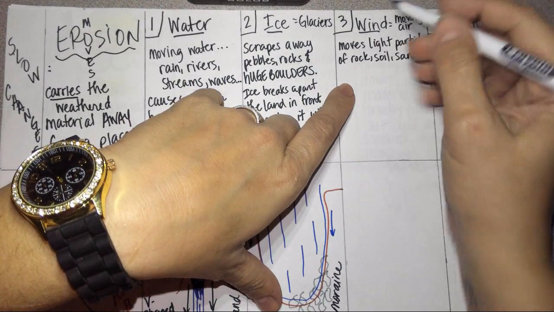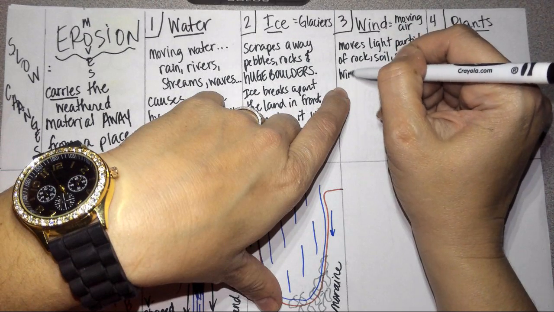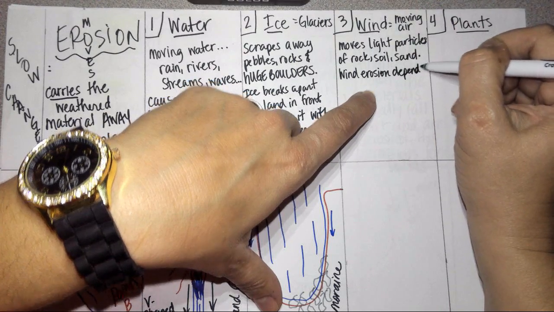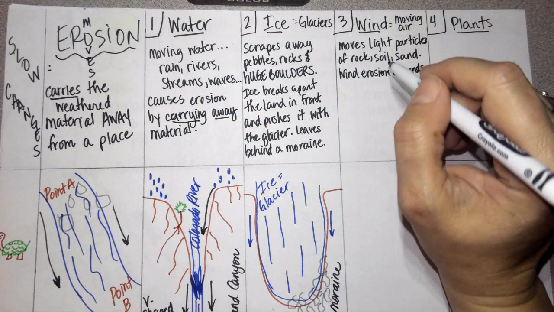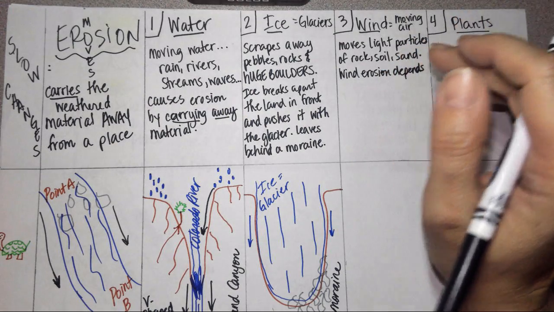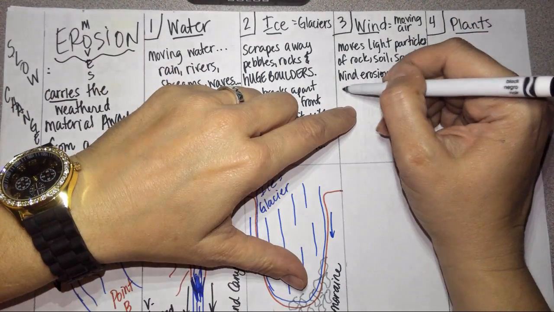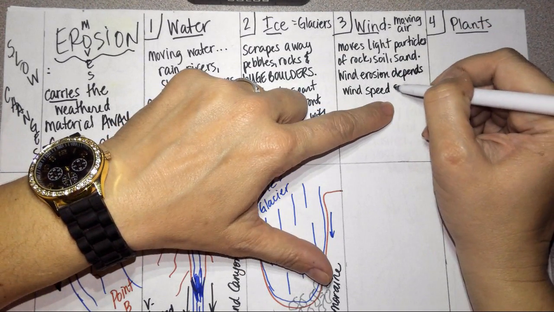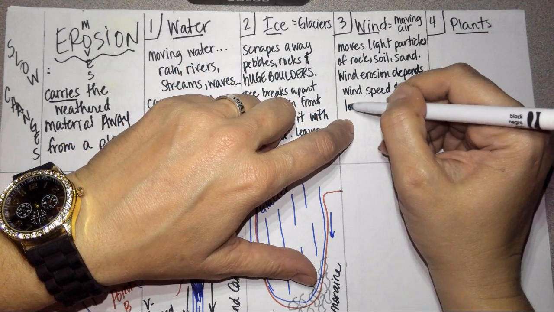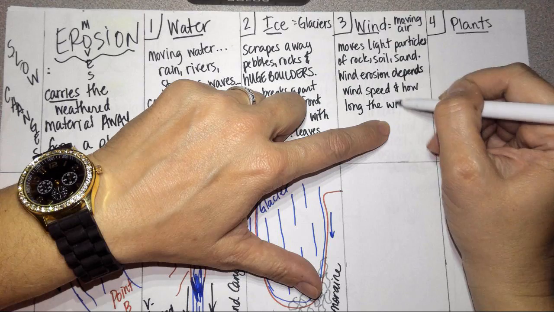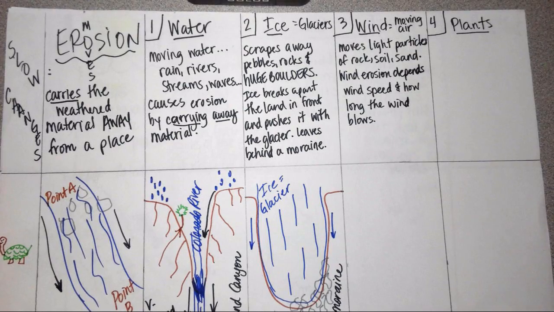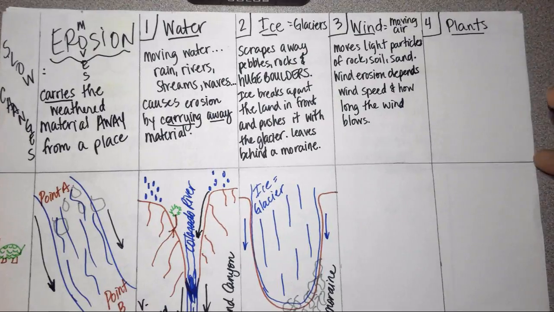And this type of erosion, so wind erosion, depends on speed. Wind speed, remember wind speed. What's it measured with? What's it measured with? I heard it, wind speed. An anemometer, good job. Depends on the wind speed and how long the wind blows. Okay? How long the wind blows. Now, we talked about sand dunes, right?